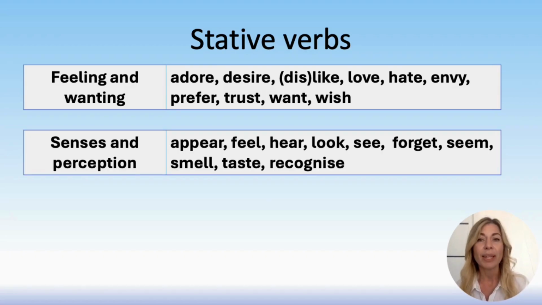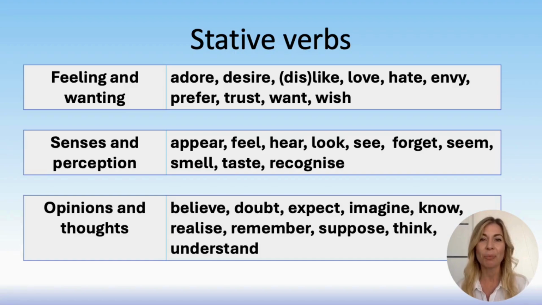The second category is about senses and perception. Appear, feel, hear, look, see, forget, seem, smell, taste, recognize. The next one is related to opinions, thoughts, such as believe, I believe, doubt, expect, imagine, know, realize, remember, suppose, think, understand. If you're at a more advanced level, you'd probably like to learn all of them.